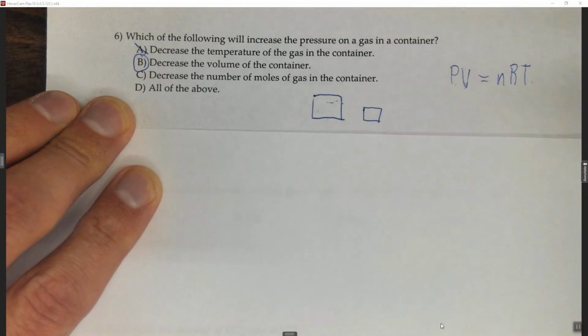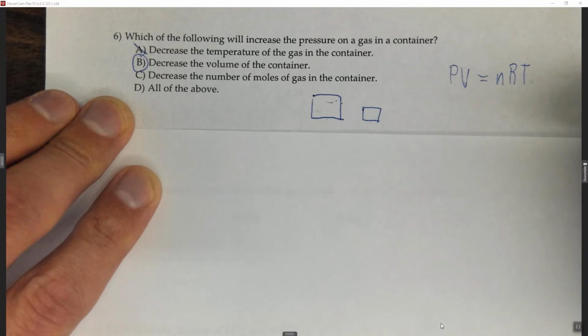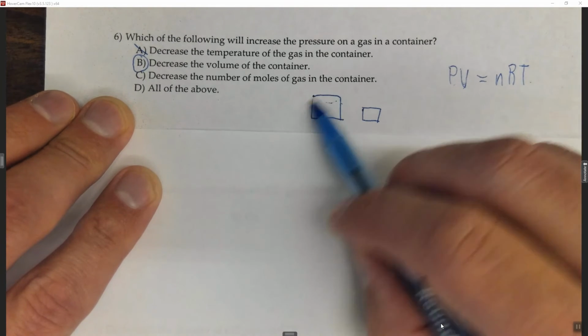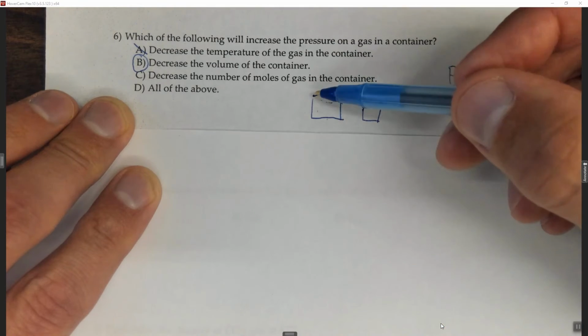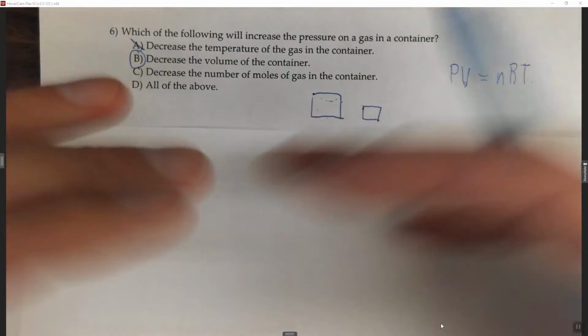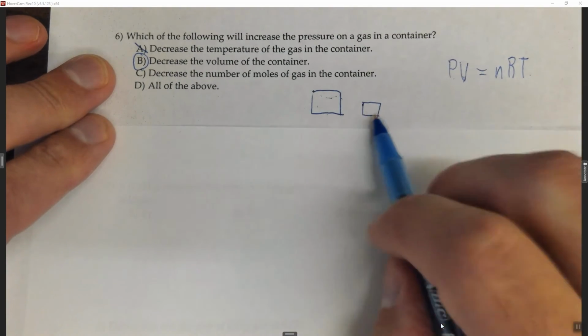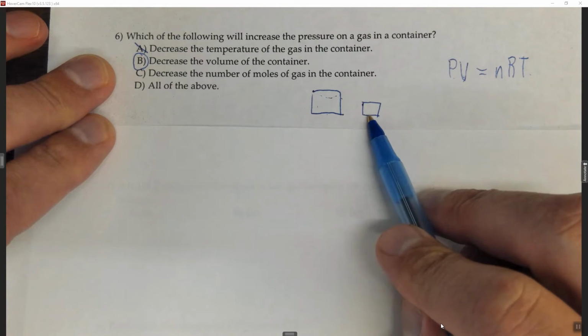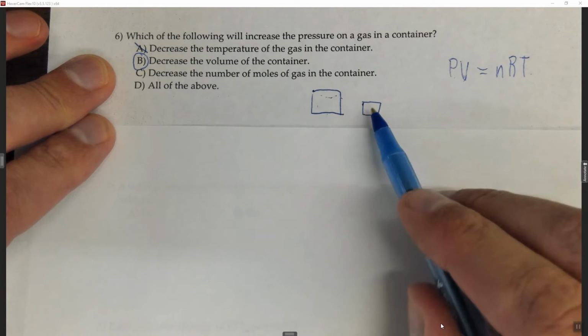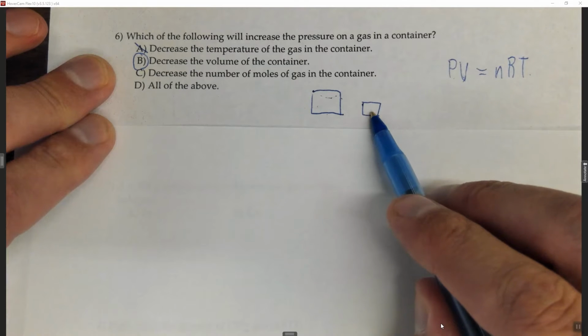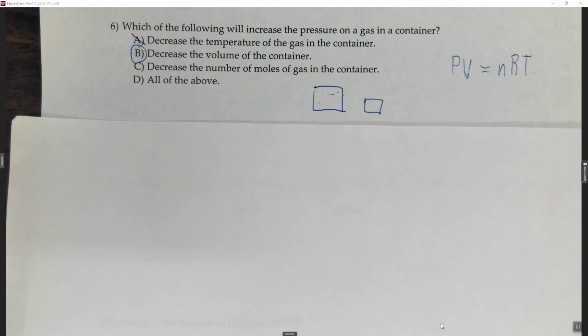When they hit more often and exert a greater force, you increase the pressure. So going from a container this size to a container this size, let's assume we have some device that will squish this size container into this size container without changing the gas inside. The gas molecules are going to hit the walls of the container more often and increase the pressure.